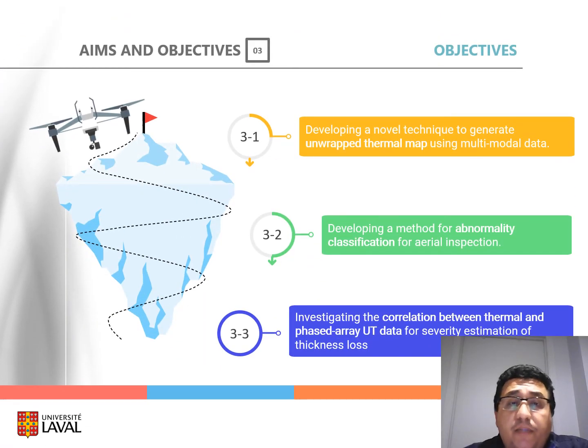The third aim of this study is developing a novel technique to generate unwrapped thermal map using multimodal data. And also we develop a method for abnormality classification for aerial inspection. And also we want to investigate the correlation between thermal and phase array UT data for severity estimation of thickness loss.